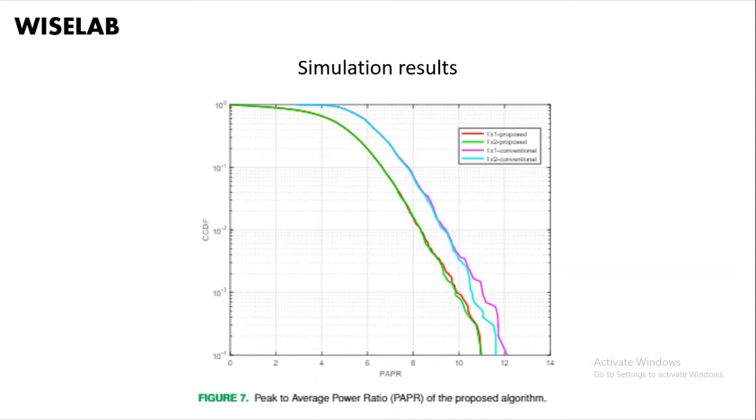In this particular figure, we are analyzing the peak to average power ratio, and this is one of the major problems incurred by OFDM systems. But in this particular system, which is actually a very good breakthrough in this technology, we observe that the peak to average power ratio of user 1 and user 2 is actually less compared to conventional NOMA systems. Therefore, this is a very important aspect of this technology.